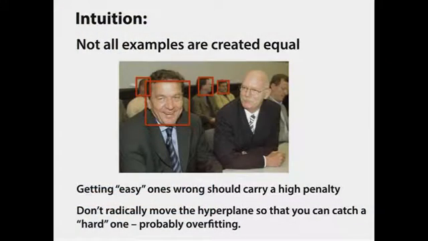So the fundamental idea that we wanted to explore was, could we take advantage of this fact and basically say, getting easy ones wrong should carry a high penalty. And we shouldn't radically alter our SVM solution if we're trying to catch a hard one. So if there's an example that even humans missed, maybe we shouldn't break our necks to get that one. So we can operationalize all this. And basically what this boils down to is an effort to ask, can we model human performance with the goal of making our classifiers more human-like? Another way to say this is, we'd like our classifiers to make mistakes like humans make mistakes.